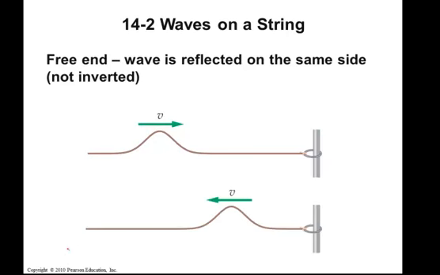A free end is where it's been able to move up and down here, so we can see that this ring would slide up and down. In this case, it is not inverted. It's still reflected, meaning it still bounces back, but it's not going to be on the opposite side, which means if it comes in on the top, it will come back out at the top. So for a fixed end, they invert, but for a free end, they do not invert, even though they're both reflected.